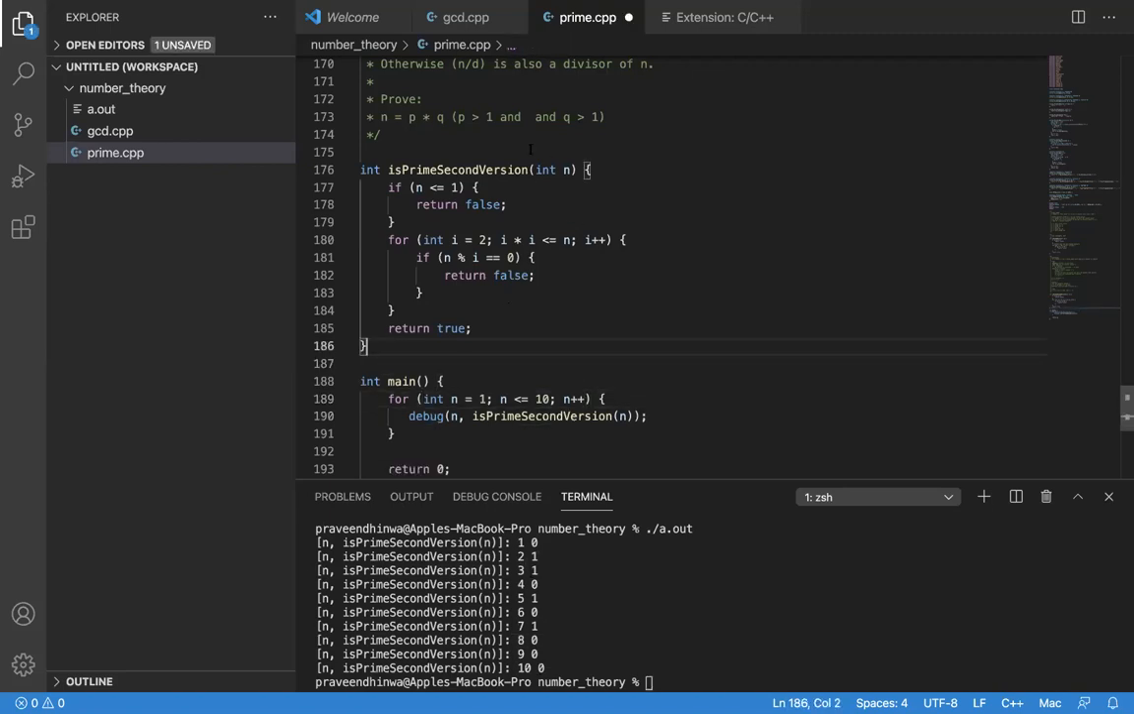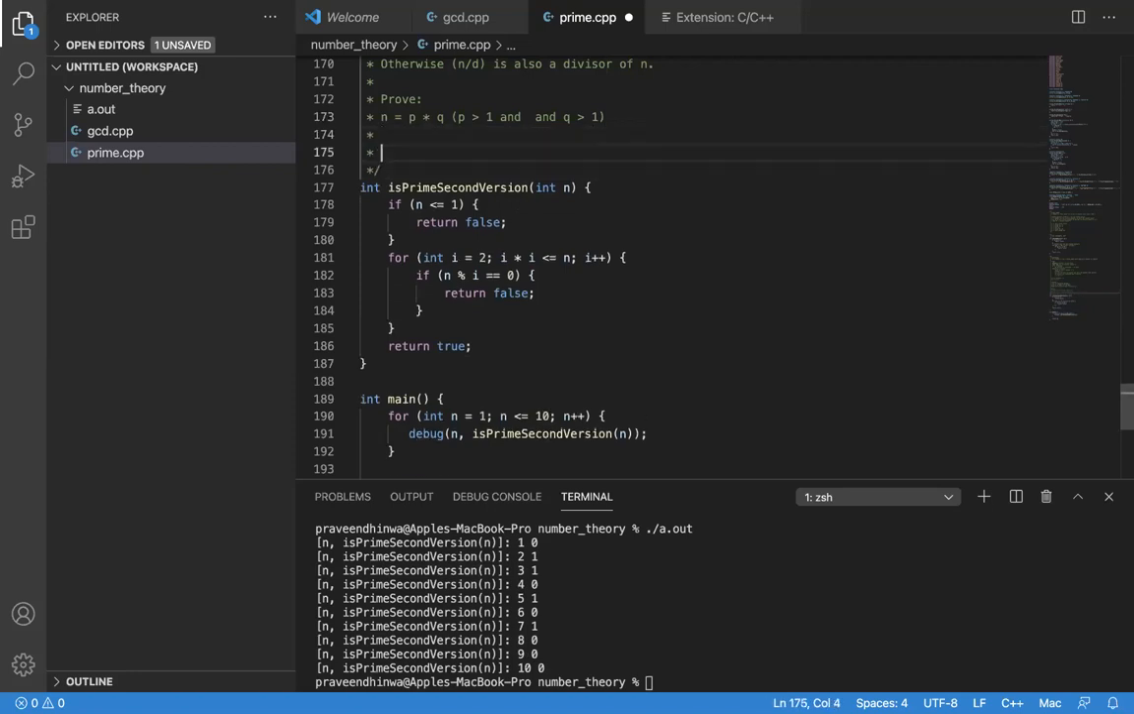So what is the time complexity of this program? It will be order of square root of n.